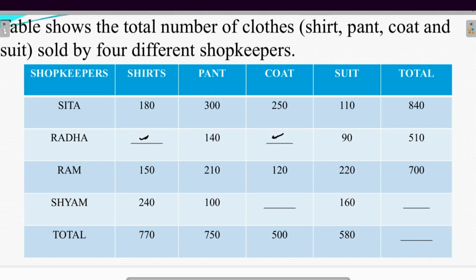Like that, I can find out this value. So first, total: if I add 180 plus 150 plus 240, it will be 390, plus 470, 570. 470 plus 100, 570. So out of 770, if I remove 570, remaining 200. Then 200 plus 300 plus 130, that will be 430, remaining 80. This value will be 80. Now 250 plus 200, 450. Out of 500, 450 means this will be 50. So you just remember these values while solving the questions.